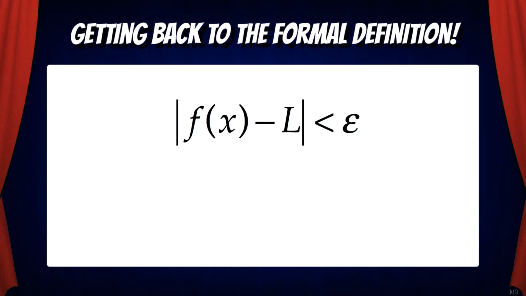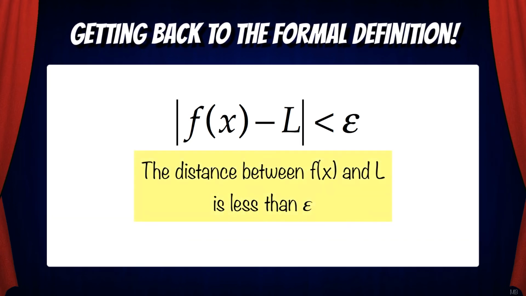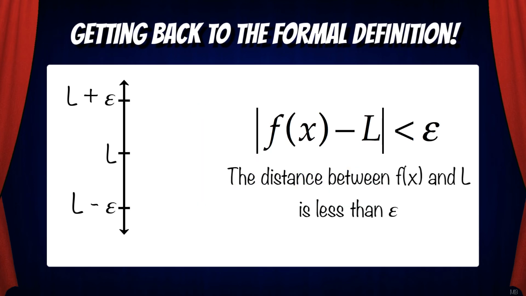Let's do the same thing for this absolute value inequality. The absolute value of f of x minus L is less than epsilon. This translates to the distance between f of x and L is less than epsilon. In other words, we start at L and we move epsilon units in either direction. And now we can see that our f of x value must lie within that region.